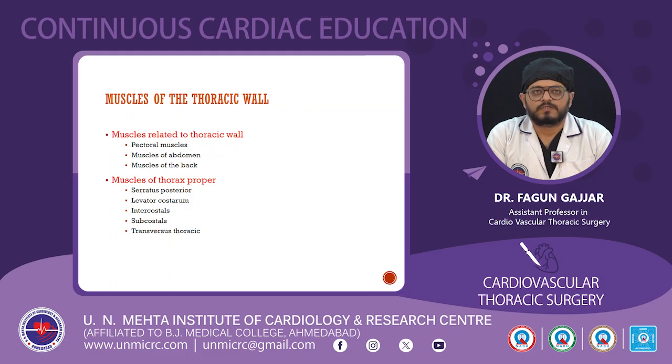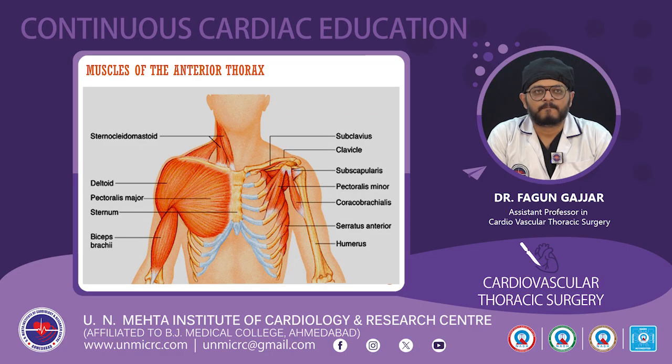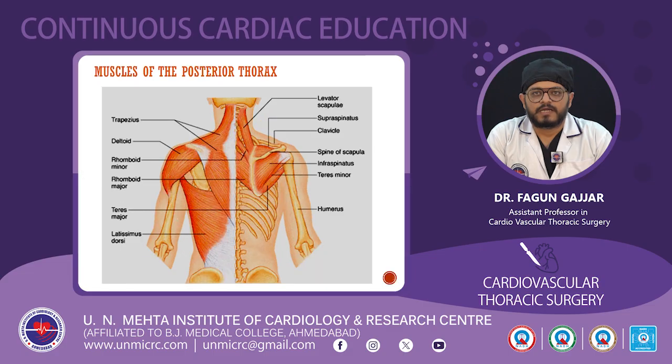Regarding the muscles of the thoracic wall, these are divided broadly into two classes. Muscles related to the thoracic wall, like the pectoralis muscle, muscles of the abdomen and muscles of the back. And the other group is the muscles of the thorax proper, which includes the serratus posterior, levator costorum, intercostal, subcostal and transversus thoracis muscle. These are the muscles of the anterior thorax, which includes the pectoralis major muscle, sternocleidomastoid and the serratus anterior muscle and pectoralis minor.